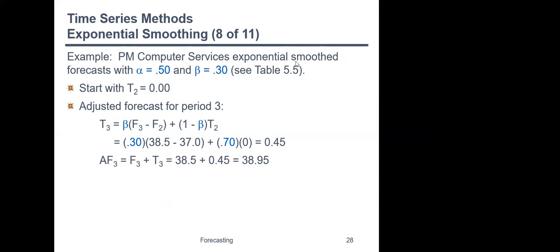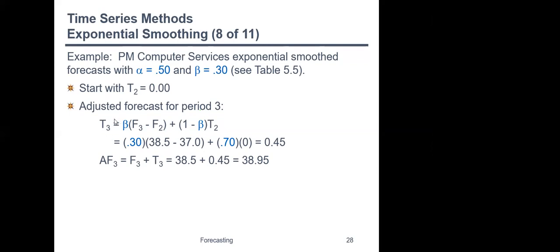Now let's check from the same example. We're being told that our alpha is 50%, and then our beta is 30%. Now they are telling us to start with T2 equal to 0.00. So for us to be able to find the adjusted forecast in period 3, all we need to do is first of all find the trend in period 3.